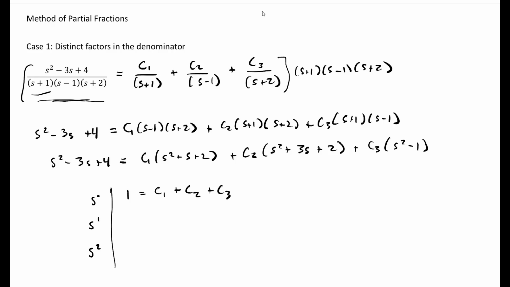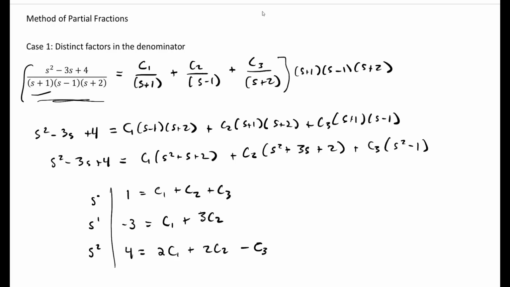And then the second equation is going to be, on the left, we have minus 3 times S is equal to C1 plus 3 C2. And then S to the 0 is going to be 4 is equal to 2 C1 plus 2 C2 minus C3, right? Minus 1 times C3. Okay, so we have three equations, three unknown constants. We can solve for those unknown constants. And now we've transformed our equation into that new form.